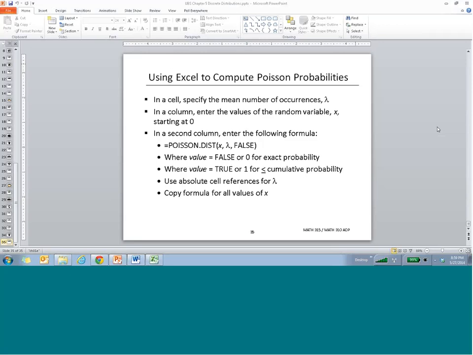Poisson applies for time-based or space-based, number of cars per hour. Binomial applies if there's only two options, either this or that. Both of them require them to be independent, etc.